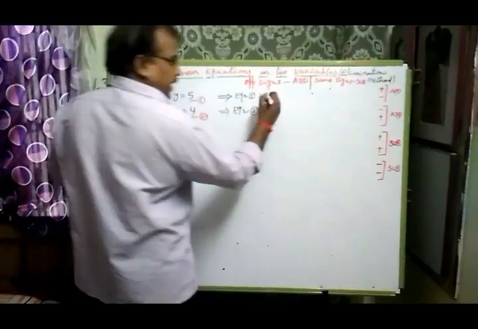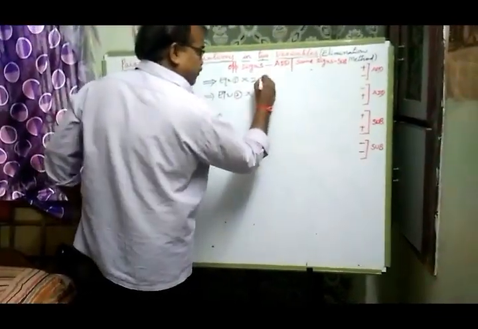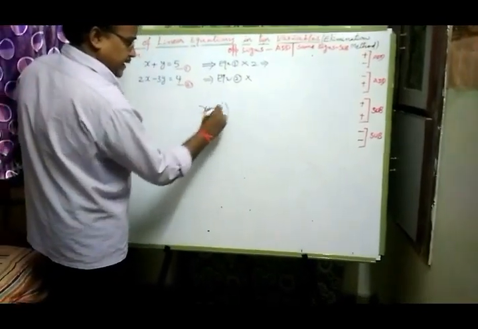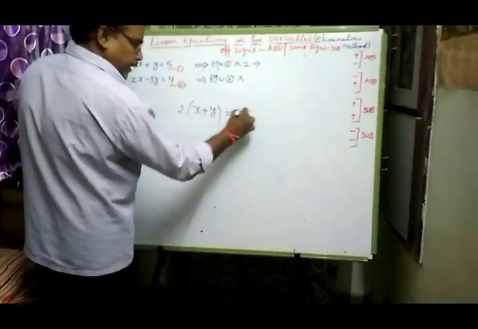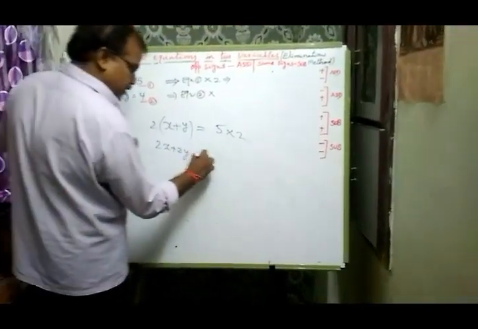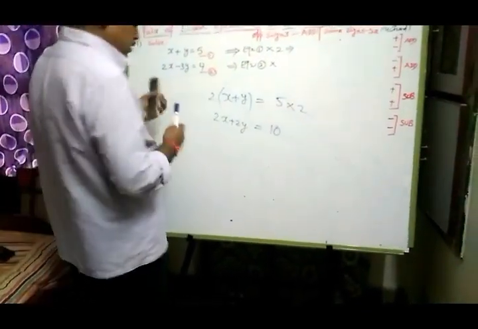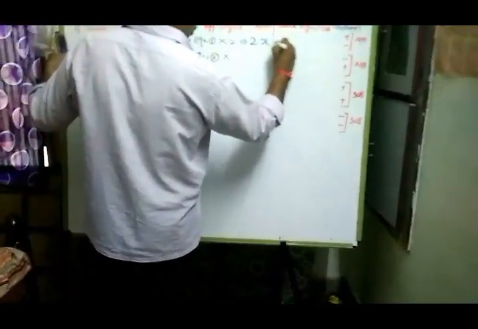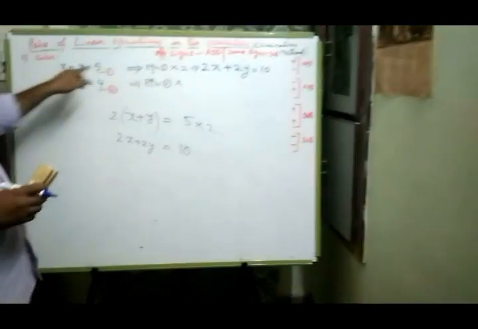Equation 1 into 2. Equation 1 is x plus y is equal to 5, multiplied by 2: 2 into x is 2x, plus 2 into y is 2y, is equal to 5 twos are 10. So I am writing 2x plus 2y is equal to 10. The original equation is x plus y is equal to 5.